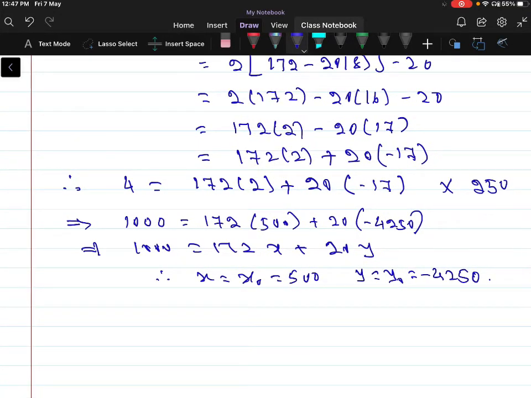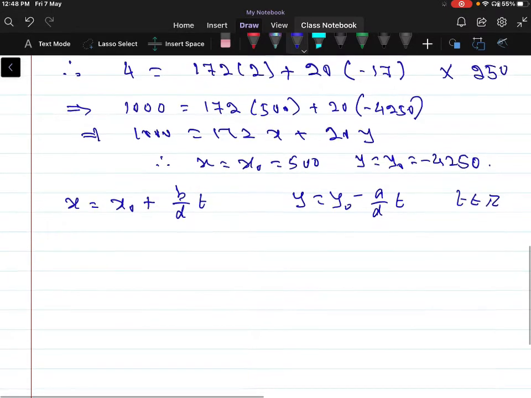To find all solutions of the given Diophantine equation, let us say x is equal to x naught plus b by d into t, and y is equal to y naught minus a by d into t, where t is an integer.